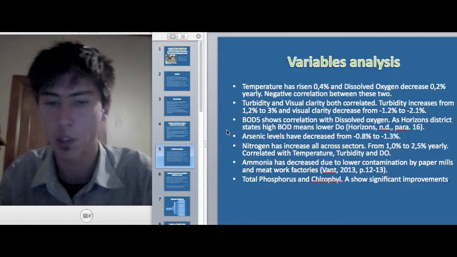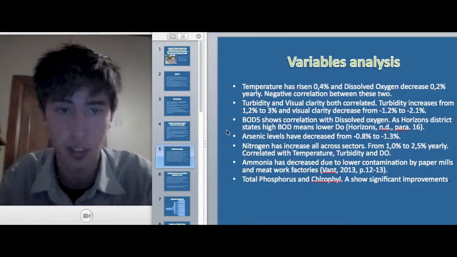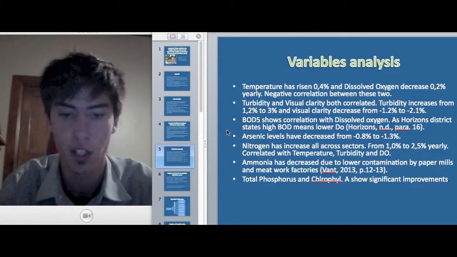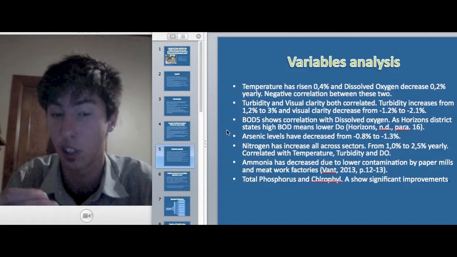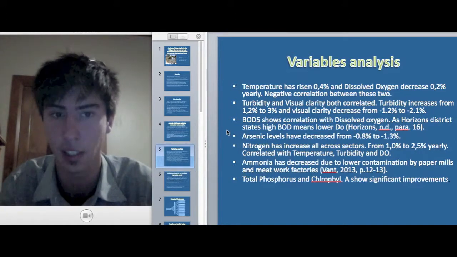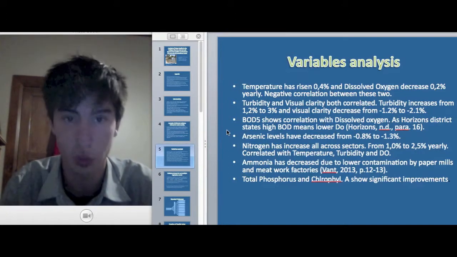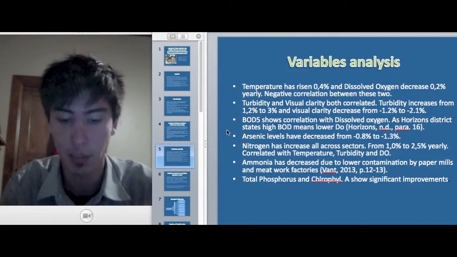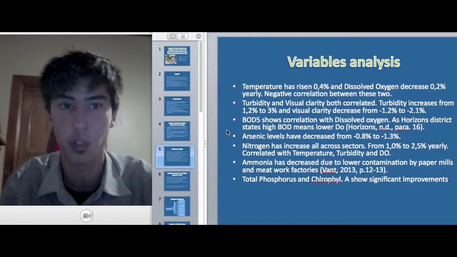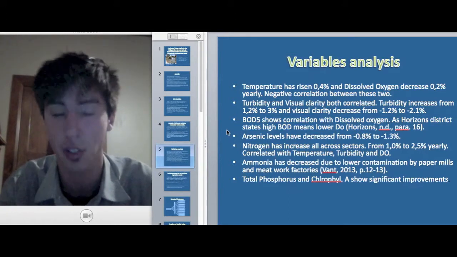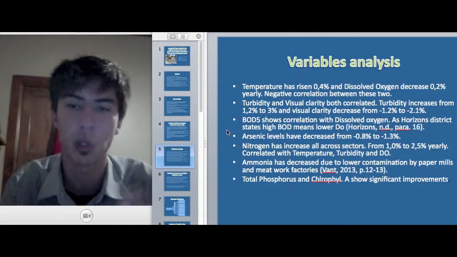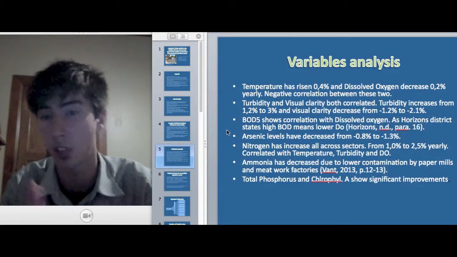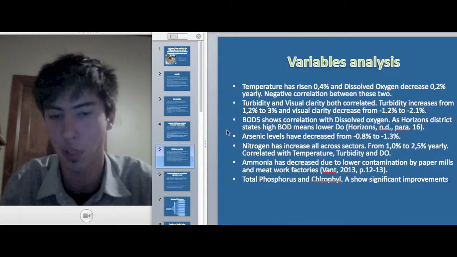Also, more algae and plants will lead to higher turbidity in the water, which will then lead into probably higher temperatures. Ammonia has decreased due to lower contamination by paper mills and meat work factories, which is something that was mentioned in the study of the regional council as well. And throughout the past 20 years, it has decreased significantly. This is source contamination. Total phosphorus and chlorophyll both show significant improvements, which is really important. They have both dropped in the past 20 years, so we won't really take them into consideration in an analysis because they are under control.